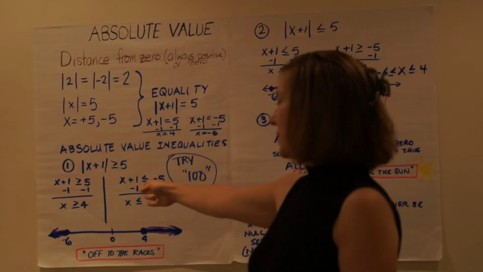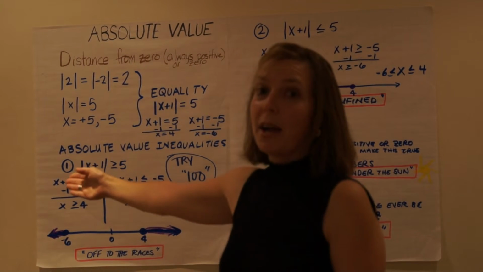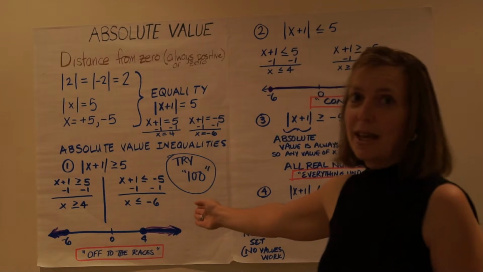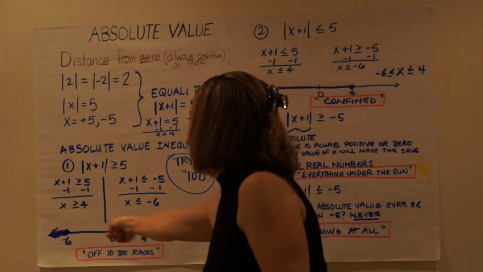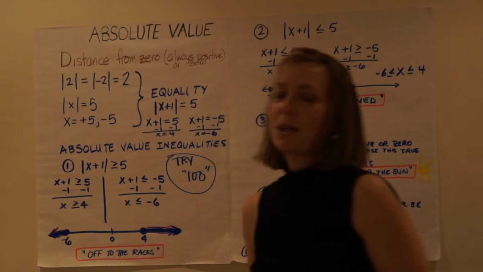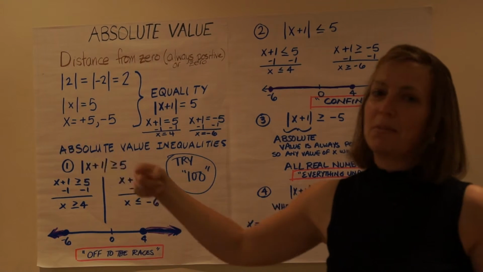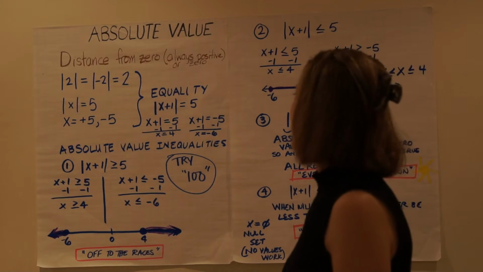And so what happens here is that everything 4 and higher works, and everything -6 and lower works. And so you look at the number line, it's everything from 4 to the right and -6 to the left. And so I call that off to the races. We're going off to positive and negative infinity in both directions.